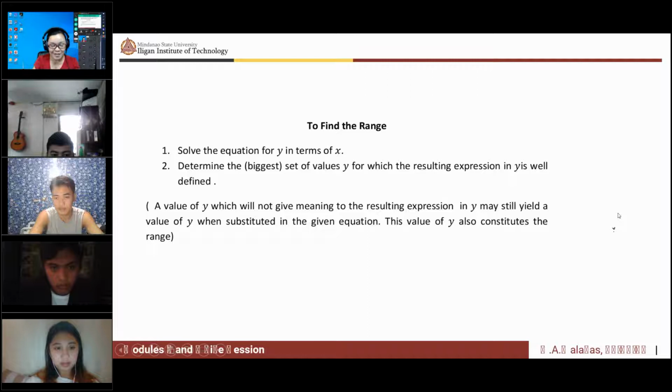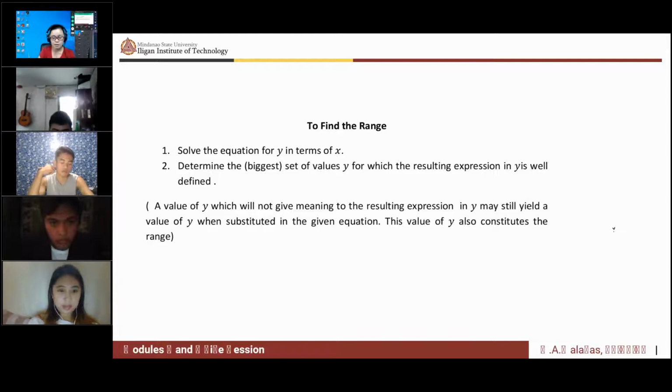To find the range, solve the equation for x in terms of y, explicitly, and then again, determine the biggest set of values of y for which the resulting expression in y is well defined. So it is similar to the way we find the domain.